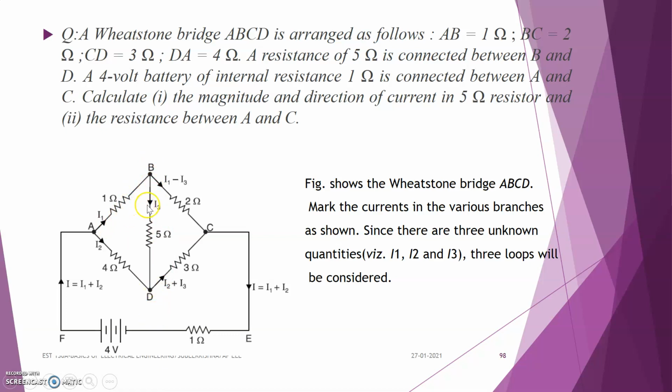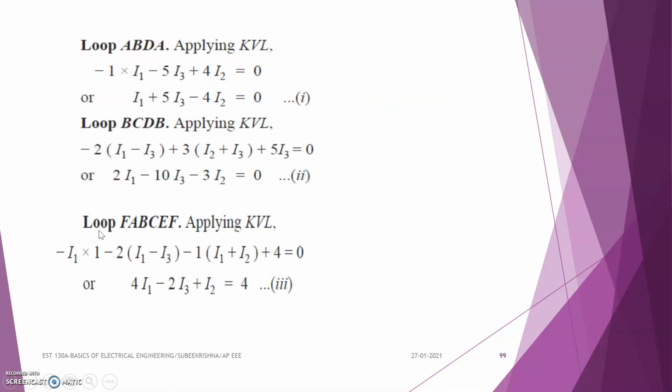and the current is also in the same direction. So minus 5 into I3 is the voltage drop that occurs here. And in the third section, we are going from D to A, but the current is coming in the opposite direction, so this value is positive. So plus 4 I2 is equal to 0. That is the first equation: minus 1 I1 minus 5 I3 plus 4 I2 is equal to 0.